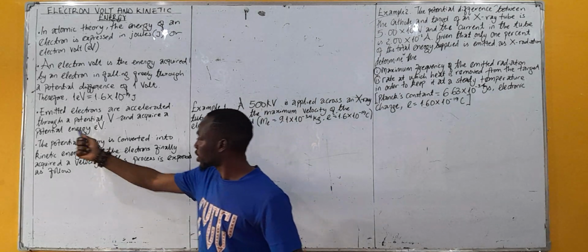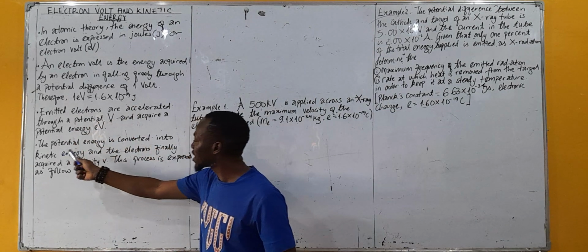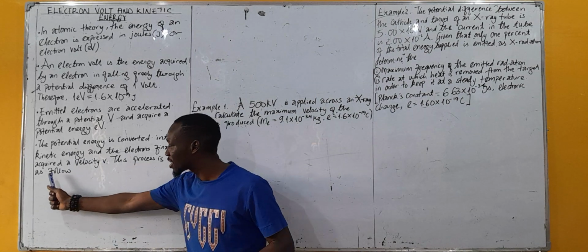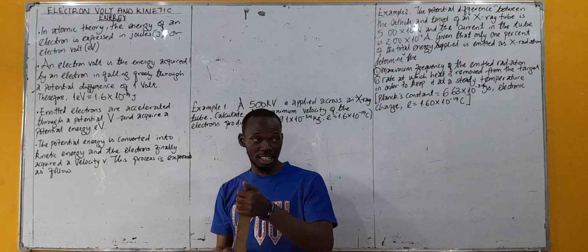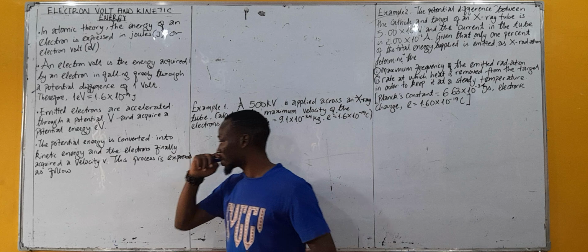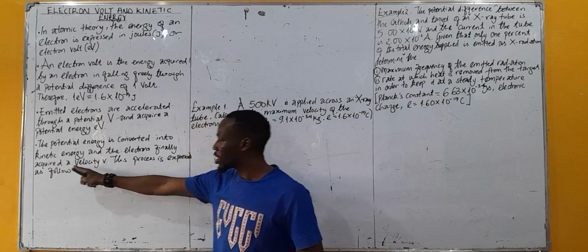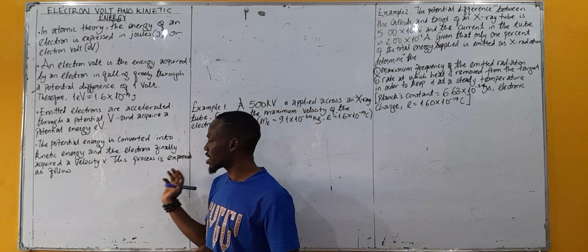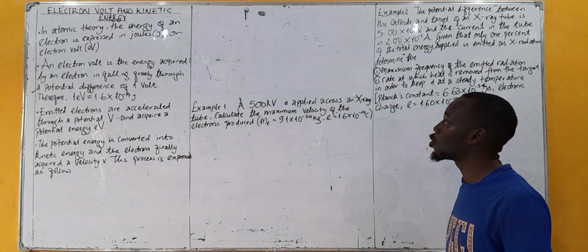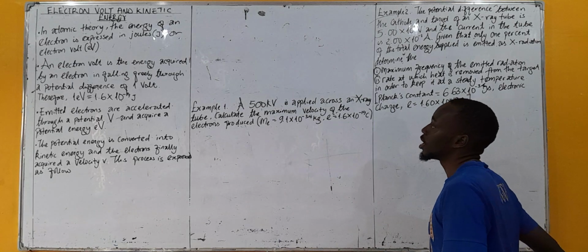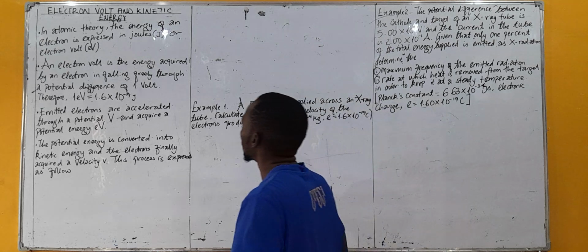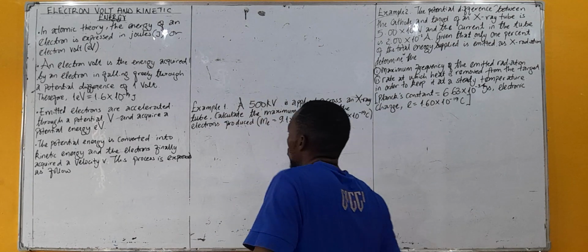Now, this potential energy that is acquired is converted into kinetic energy, and the electron finally acquires a velocity. Kinetic energy has to do with energy in motion, so it is converted to kinetic energy. Therefore, there is going to be a velocity. Now, this process is expressed as follows. I will be writing down the formula we'll be using to solve problems that have to do with electron volts and kinetic energy.